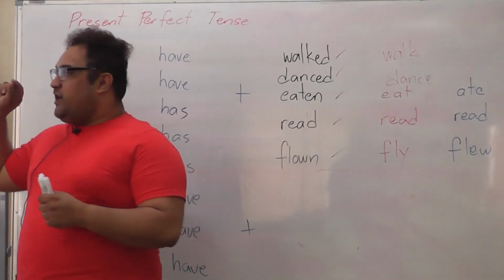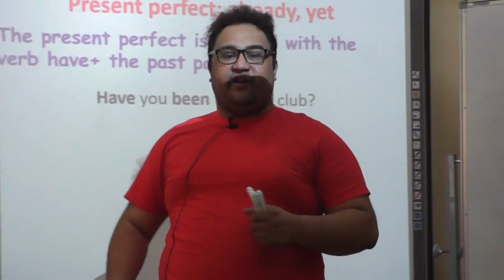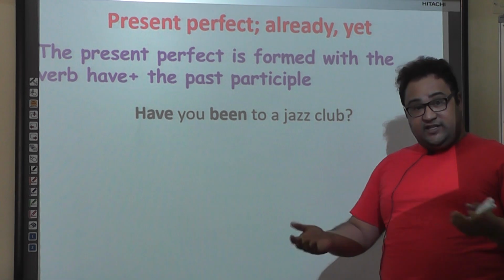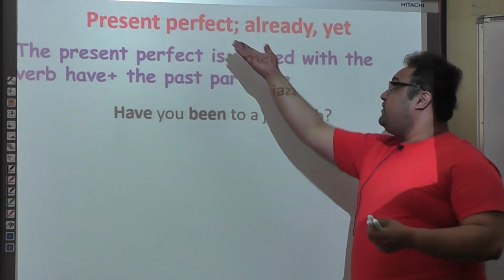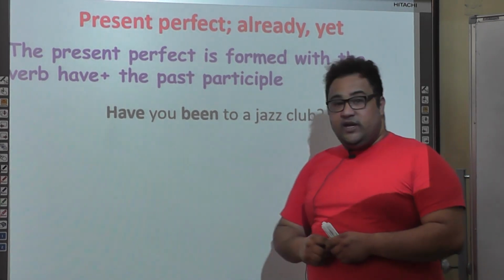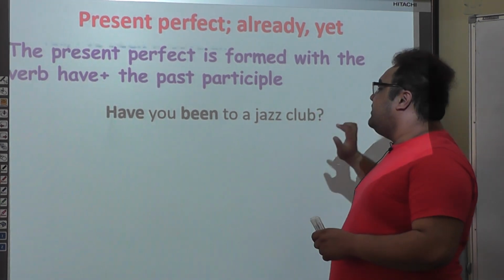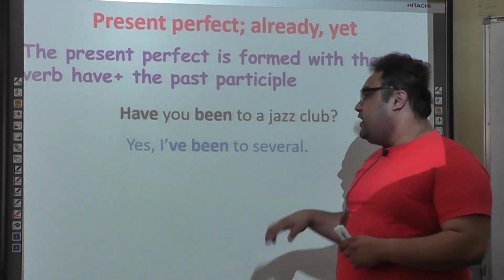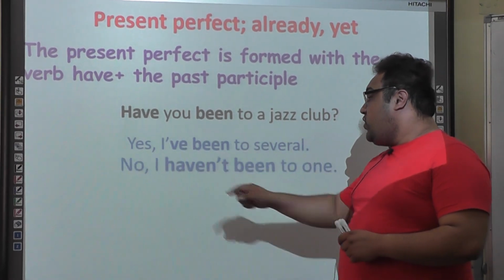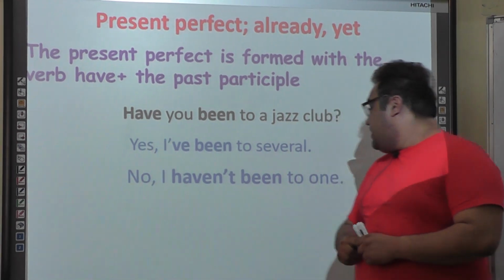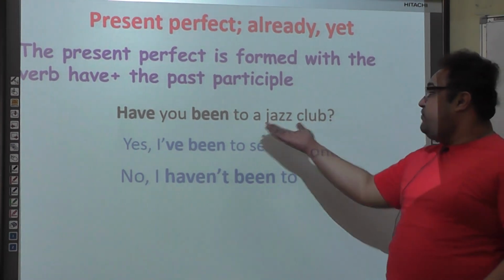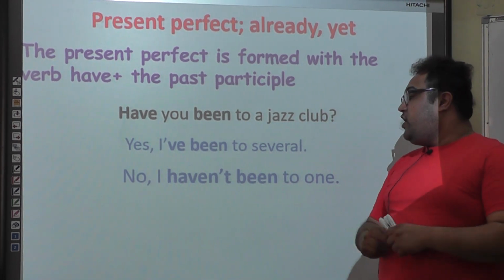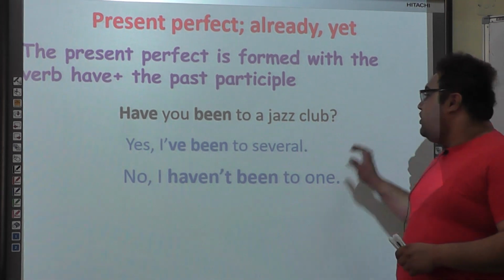So let's focus here. We have here some questions. Have you been to a jazz club? This is a question in the present perfect tense. Have you been to a jazz club? The answer is yes, I've been to several. Or it could be no, I haven't been to one. So again, have you been to a jazz club? Yes, I have been to several. Or no, I haven't been to one.